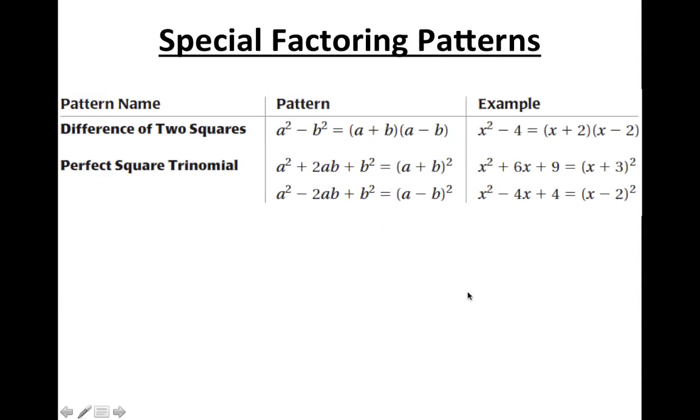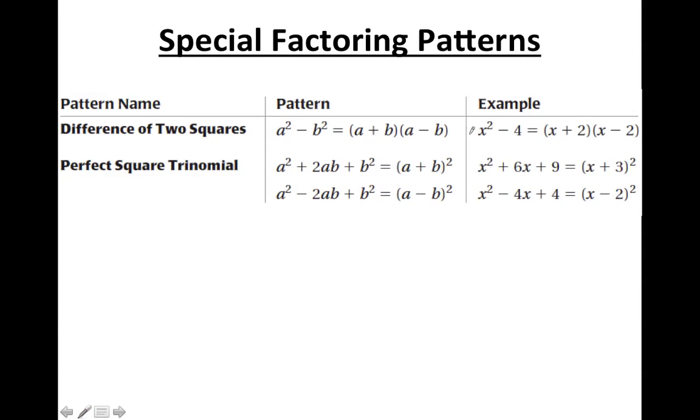So we have a couple special factoring patterns. The one I'm going to focus more on is the difference of 2 squares. So if you look at our example here, we have x squared minus 4. Notice how we don't have that middle x term like we do here. Since we do not have that, you take the square root of both of your terms.